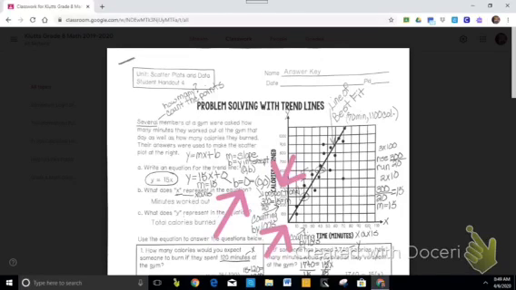I can find my slope with any point on the line. Here's a point that is a strong point on the line, and it's at 60, 900. And if I divide 900 by 60, I will get 15. And 15 is my slope.